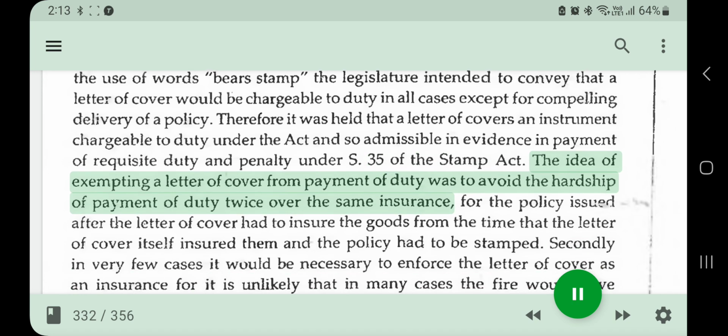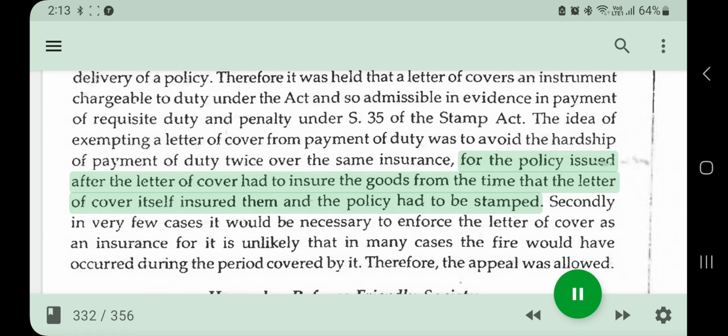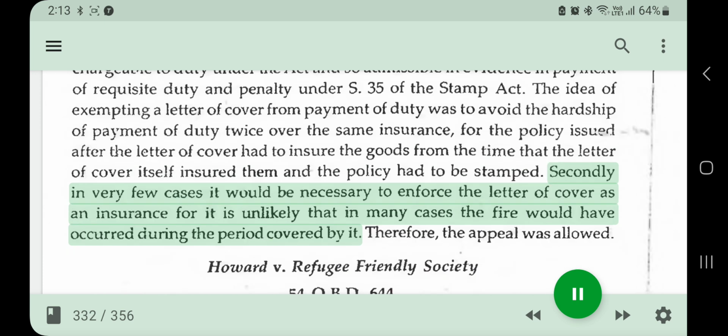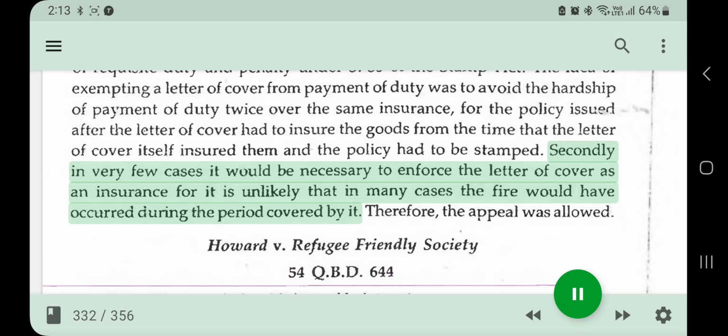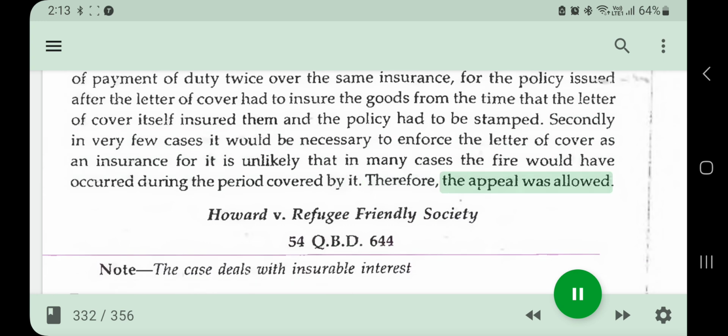The idea of exempting a letter of cover from payment of duty was to avoid the hardship of payment of duty twice over the same insurance, for the policy issued after the letter of cover had to insure the goods from the time that the letter of cover itself insured them and the policy had to be stamped. Secondly, in very few cases it would be necessary to enforce the letter of cover as an insurance, for it is unlikely that in many cases the fire would have occurred during the period covered by it. Therefore, the appeal was allowed.